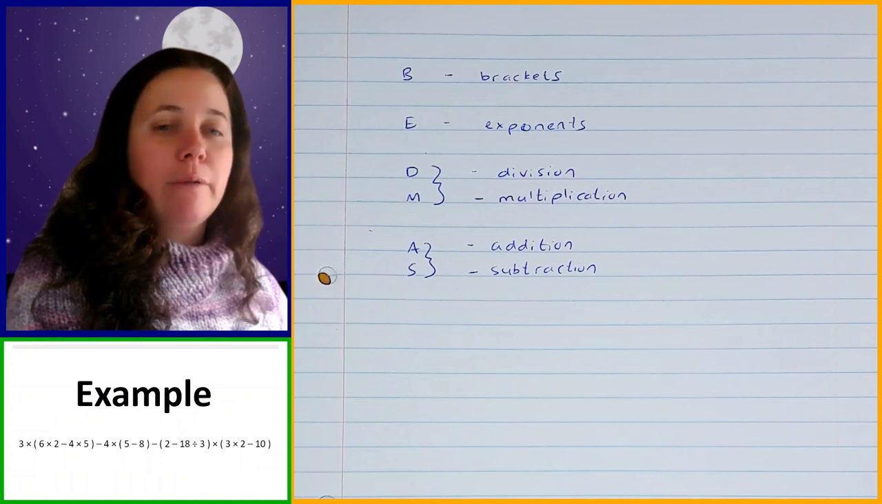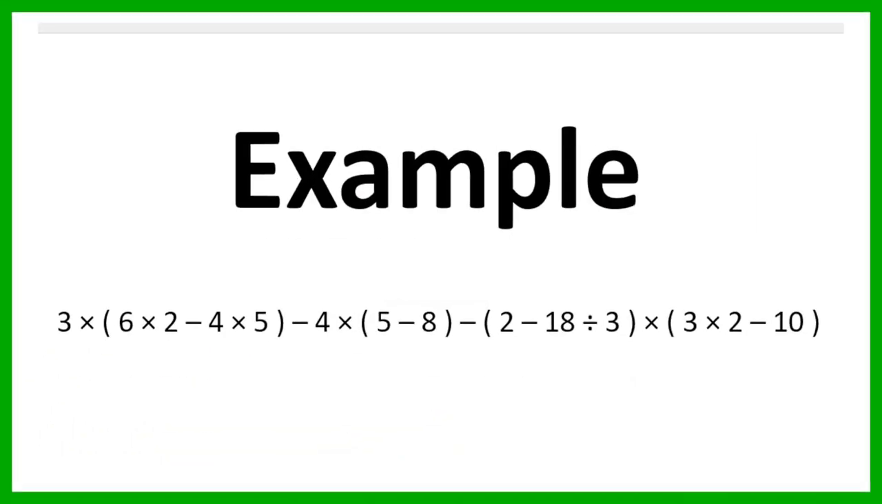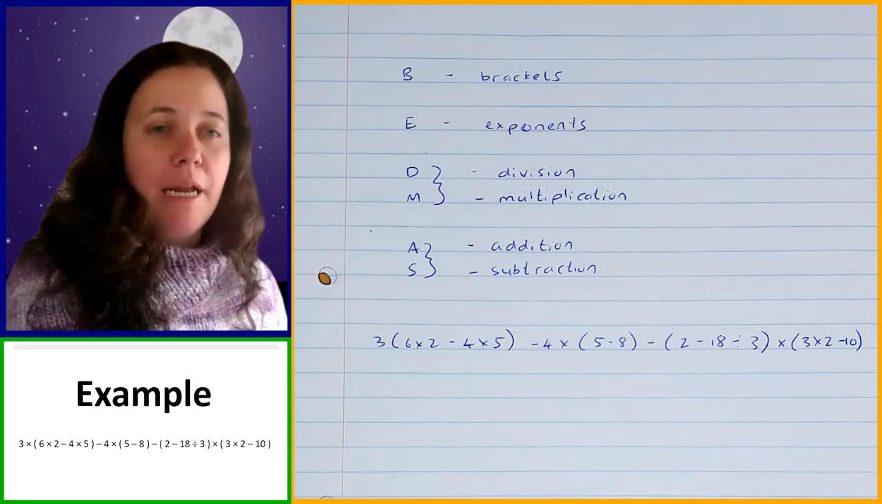In this example, I'm just going to make this big so you can see it nicely. We have 3 multiplied by, then in brackets, 6 times 2 minus 4 times 5 minus 4 times, in brackets, 5 minus 8. We close the brackets, minus, open brackets again, 2 minus 18 divided by 3, close the brackets, times, open brackets, 3 times 2 minus 10. So this is a very long calculation. Okay, so let's put this back down so that we can look at how to actually do this.